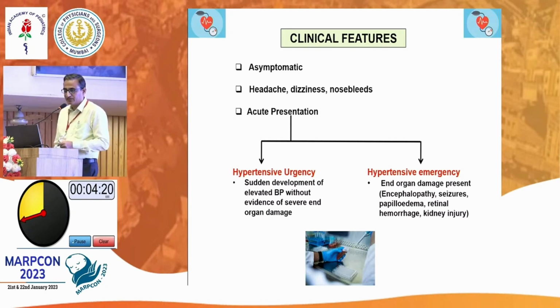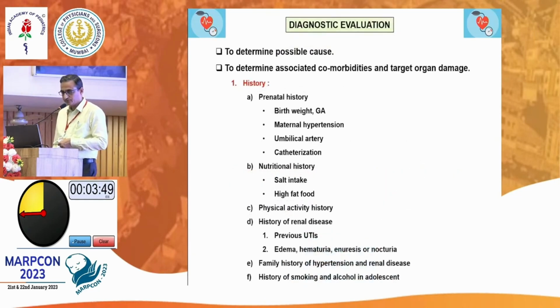And this sudden rise in the hypertension, called acute presentation, is divided into two categories: either hypertensive urgency or hypertensive emergency. In hypertensive urgency, sudden development of elevated BP is not associated with end organ damage, whereas in hypertensive emergency, end organ damage is present. Such patients present with hypertensive encephalopathy. Features will be like headache, vomiting, altered sensorium, seizures. Sometimes patients may present with visual impairment due to retinal hemorrhages, acute kidney injury, pulmonary edema, and congestive cardiac failure.